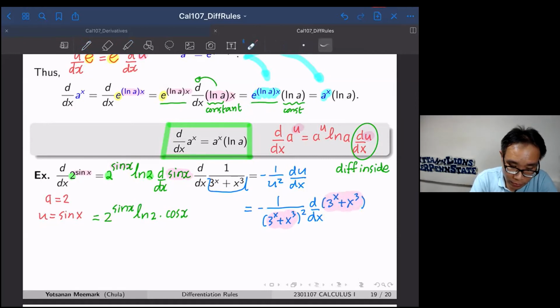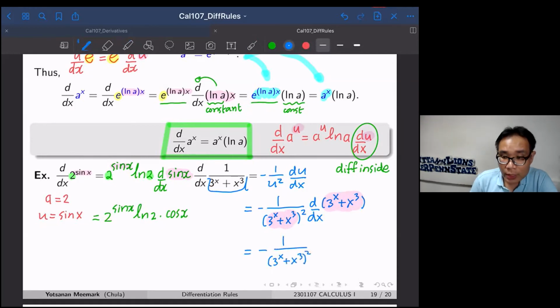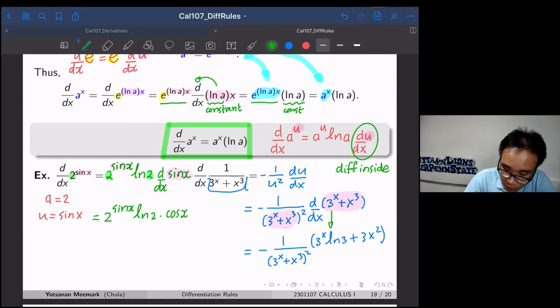So in this case, you get negative 1 over (3 to the x plus x cubed) squared, and the derivative of 3 to the x is going to be 3 to the x log 3 plus 3x squared. So this one, let me do this one separately. This one is the green one and this one is the red one. So you have 3 to the x and x cubed.